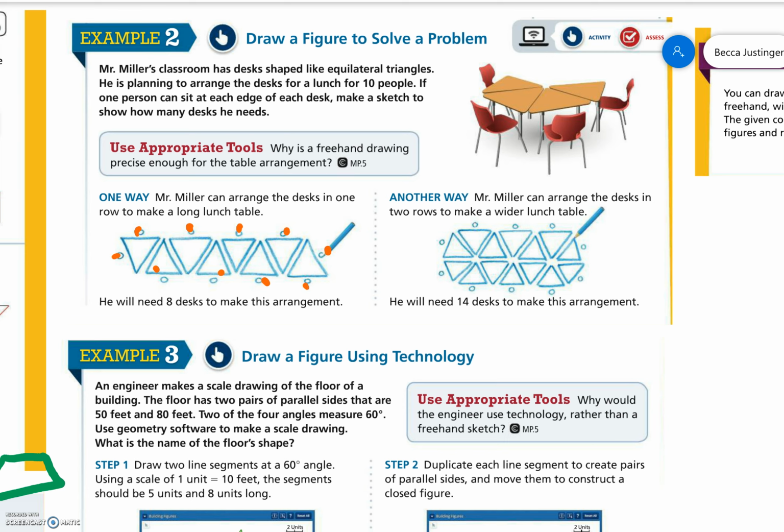Another way he could arrange the desks is into 2 rows to make a wider lunch table, but still fits 1, 2, 3, 4, 5, 6, 7, 8, 9, 10, with needing 14 desks.